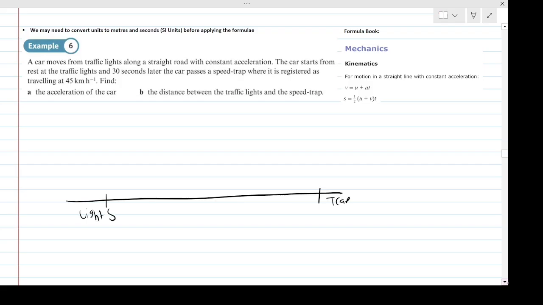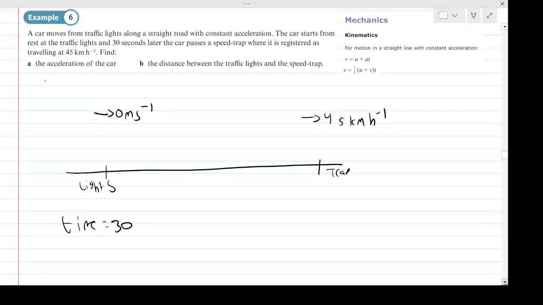Okay, so the car starts at rest. Now at rest means it's still, so there is zero speed or velocity there. Then 30 seconds later, so the time t is 30, the car passes the speed trap at the end here, where it's at 45 kilometers per hour. Okay, and we need to work out the acceleration.